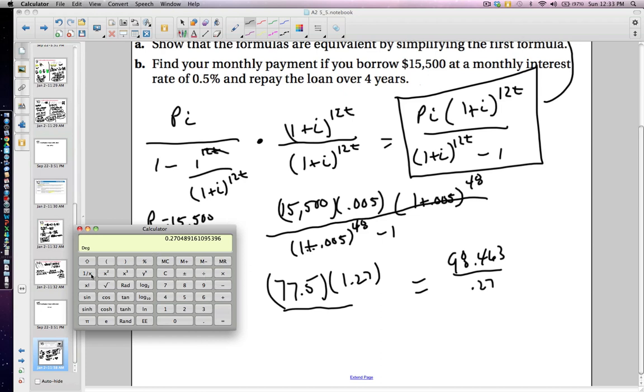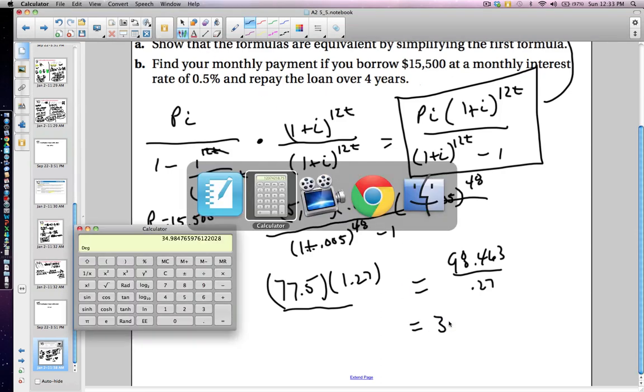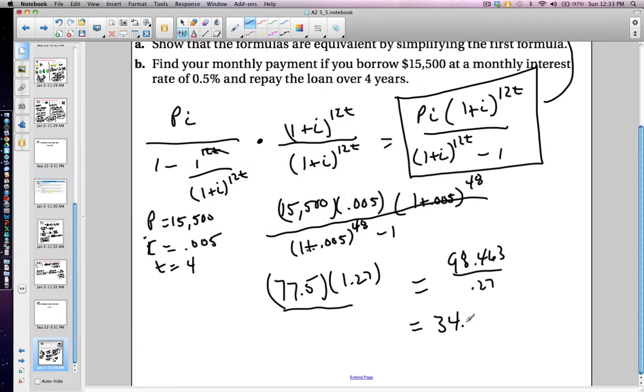So if I go ahead and invert this, and I multiply it times 98.463, my value here is going to be 34.98. Yeah, basically 34.99 when you round, right? If I round up here, this becomes 5. 5 will round up to be 99. We're talking about dollars, so that's where we want to go. What did I say? 34.99. $34.99.